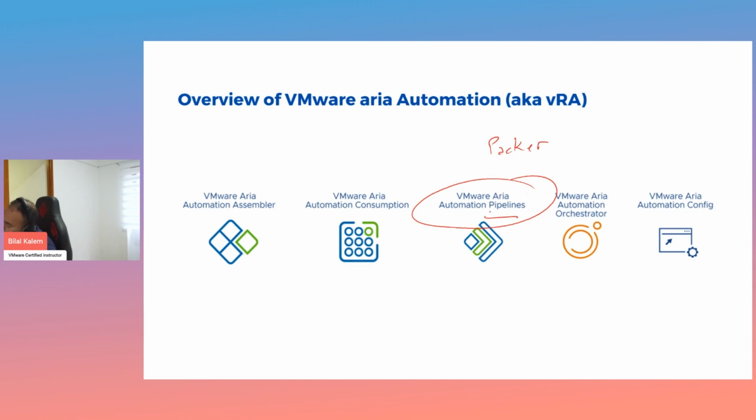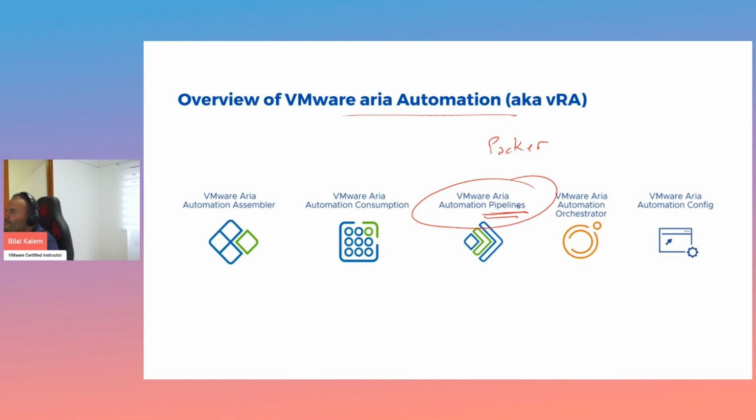Previously, this tool was named CodeStream. Like I said, VMware rebranded the vRealize product. So today, vRealize Automation is named Aria Automation, and previously CodeStream is now named Pipeline. If you find Pipeline, it's the same thing. This is CodeStream.